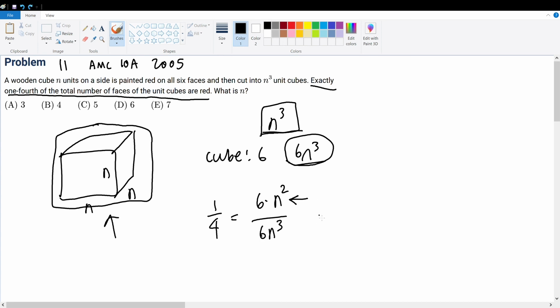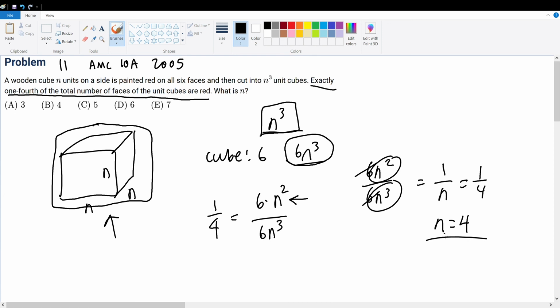So we solve for n given this ratio. Then 6n squared over 6n cubed, 6 and 6 cancel. n squared can go into n cubed once, so it becomes 1 over n is equal to 1/4. Hence, n is equal to 4 if we take the reciprocal on both sides. And we see that answer B has 4, so we can be sure that the answer is B.